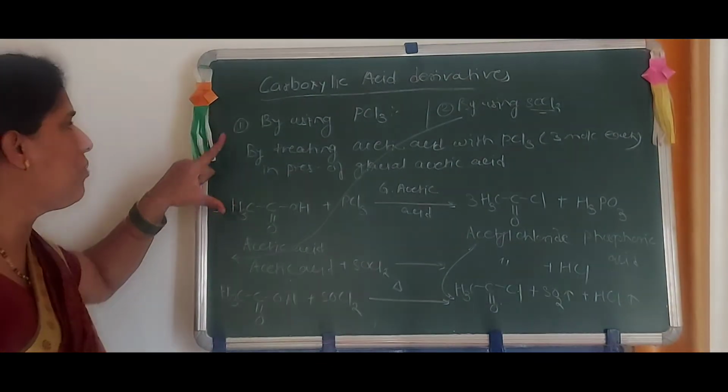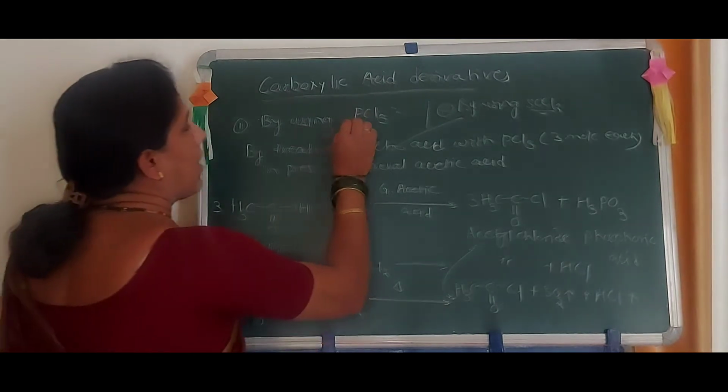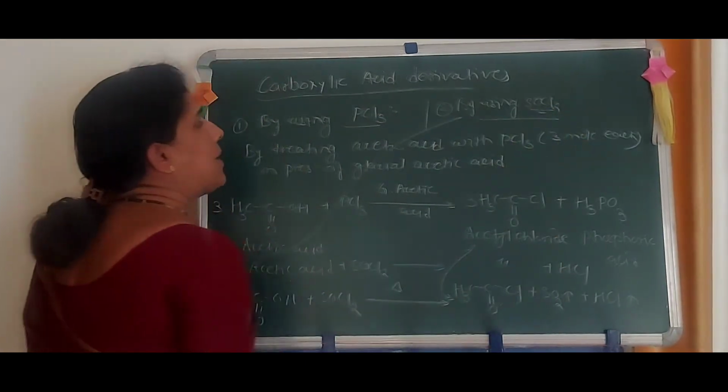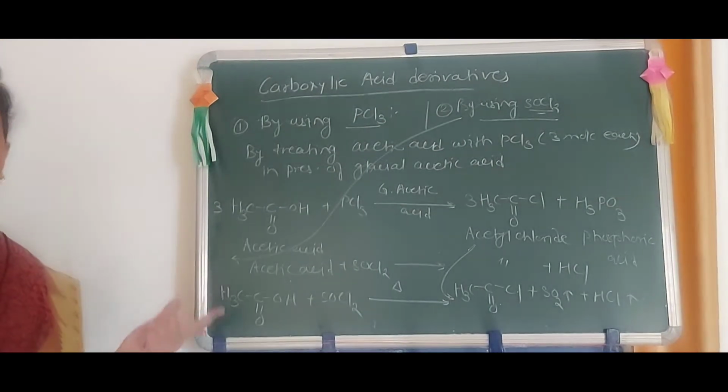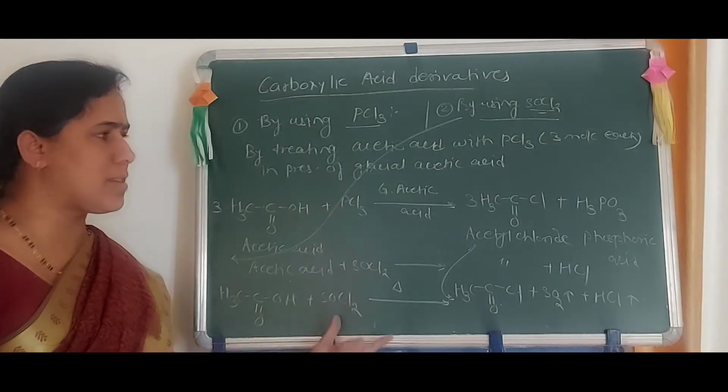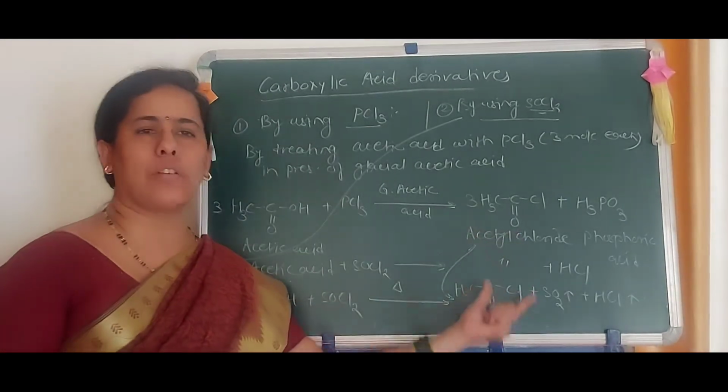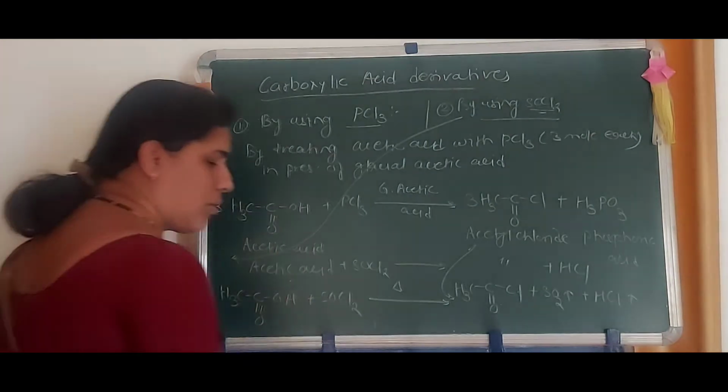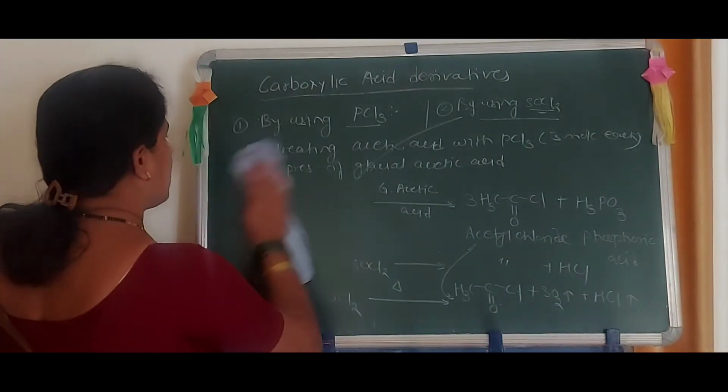It is by using two methods: first by using PCl3 and second by using thionyl chloride. Got it? These two methods give the formation of acetyl chloride. Now we are going to discuss its properties. See here.